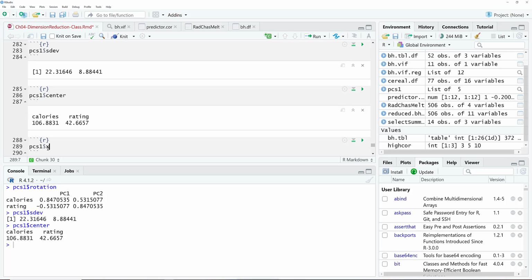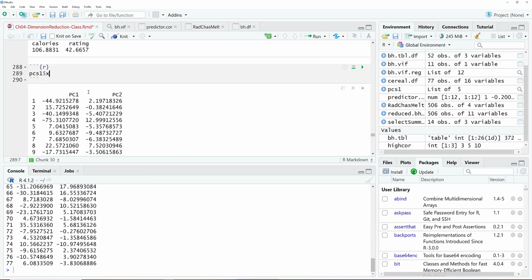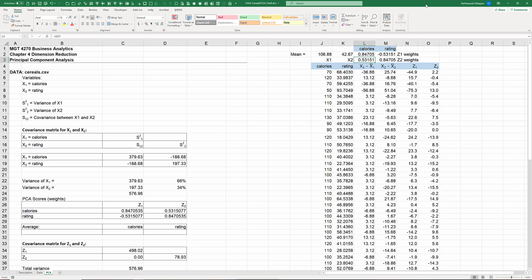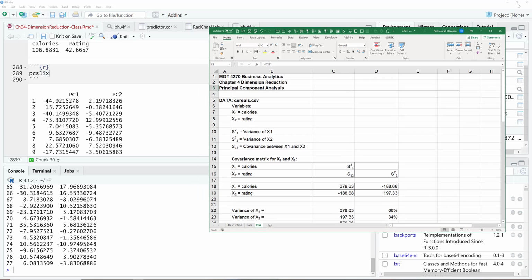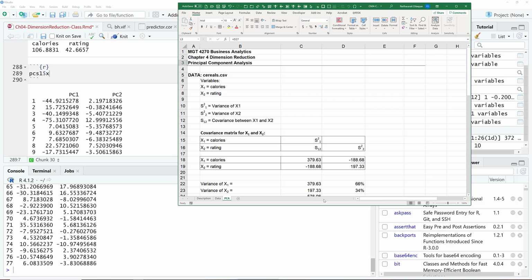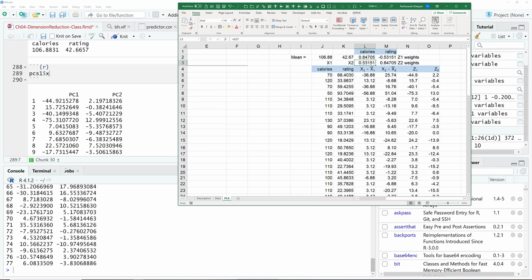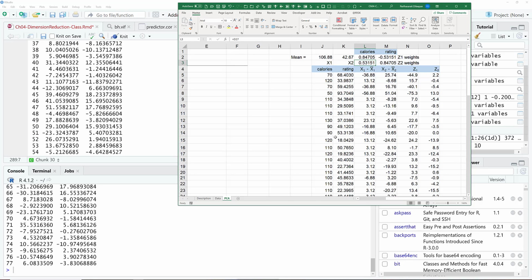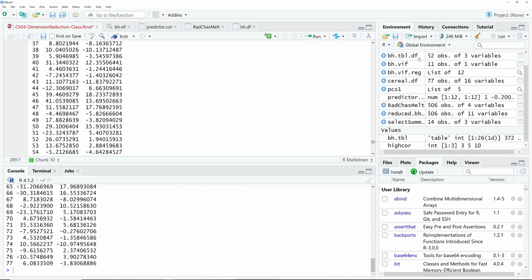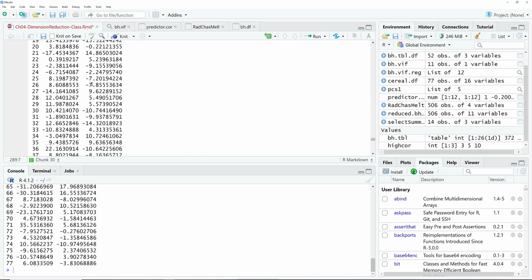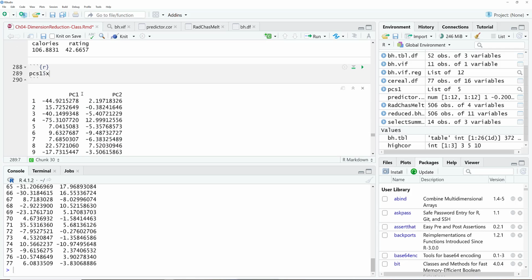PCS1 x has the score of the Z value. See, what we calculated here in Excel. So that's your Z1, that's Z2 for each of the observations. Cereal has 77 observations, so we have the 77 values of PC1 and PC2.